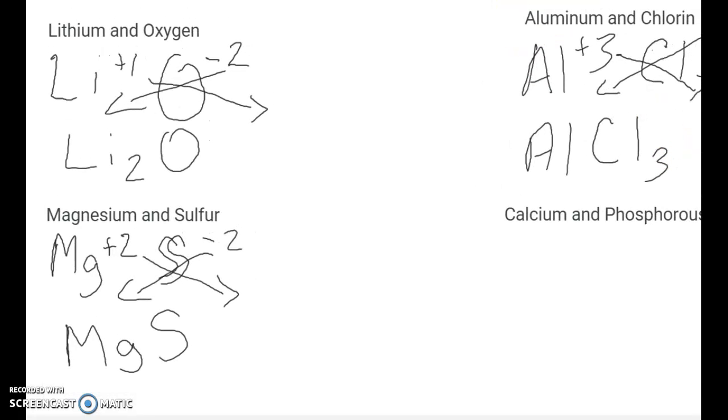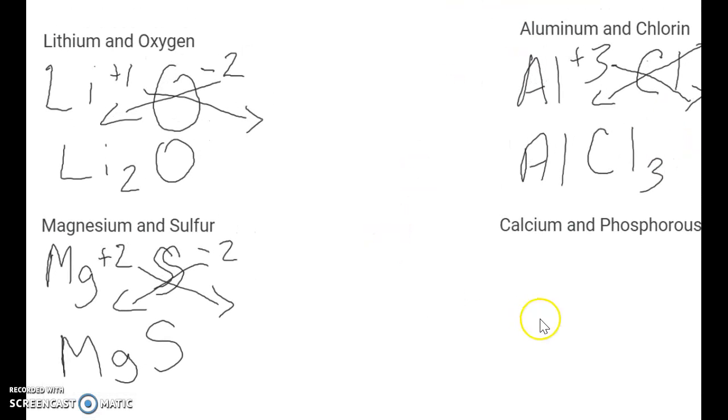Okay, so I got cut off there last lesson, but now back to creating ionic compounds and then using that crossover rule in order to create those compounds.